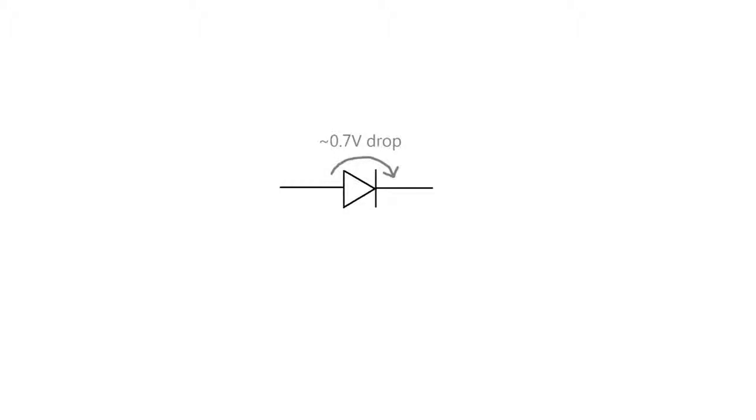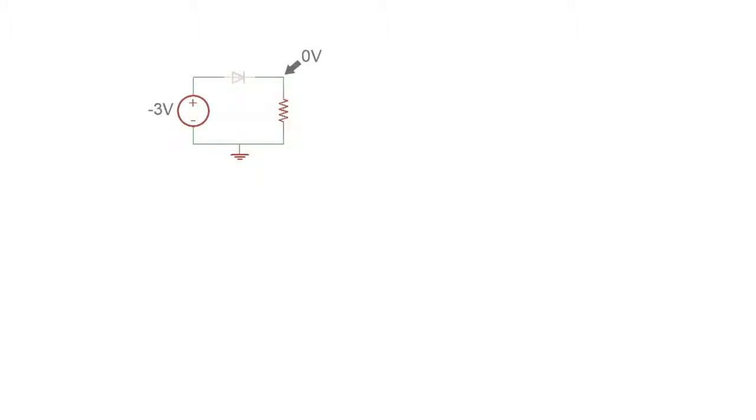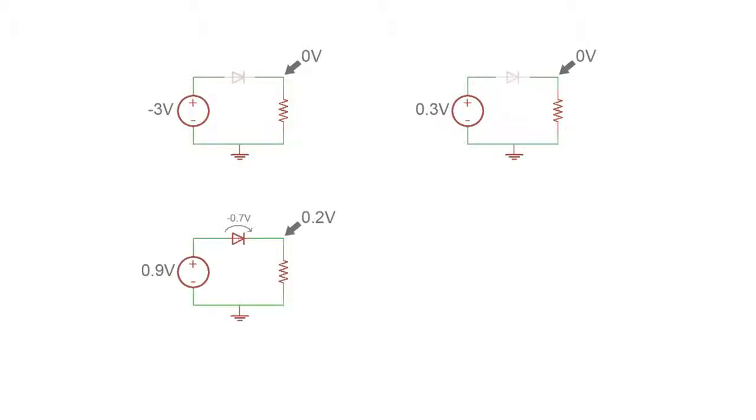Check out these examples to see what I mean. With a negative voltage on the input, the diode can't turn on, so you get nothing on the output. With 0.3 volts on the input, it's still not enough to turn on the diode, so again you get nothing. With 0.9 volts on the input, it's just enough to turn on the diode, but because of the voltage drop, you only have 0.2 volts left. And with 10 volts minus 0.7 volts, you get 9.3 volts.